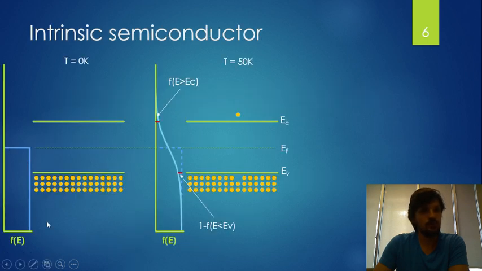If we superimpose the Fermi-Dirac distribution with the band structure of a semiconductor, we'll have the conduction band and the valence band, and the Fermi level will be exactly in the middle of the semiconductor band gap. At 0 Kelvin, we would expect no electrons to occupy the conduction band, but all the electrons to occupy the valence band. However, once we start increasing the temperature, the tail end of the Fermi-Dirac distribution will extend above the conduction band, so we'll expect a small number of electrons to be in the conduction band, and similarly a very small number of holes to be in the valence band.